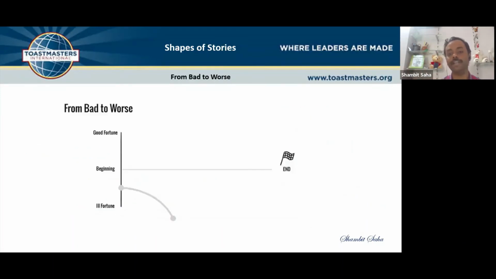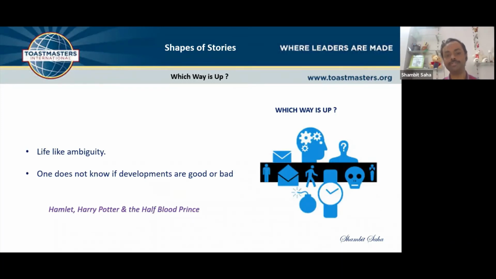Okay, fine. I'll give you one good example of this story. Macbeth. Macbeth started off as a king and he met those three witches, and then things started getting ruined till the time he died. Which way is up? You don't know whether this is good or bad. So it's just a plain straight line. Examples: Hamlet, Harry Potter and the Half-Blood Prince.